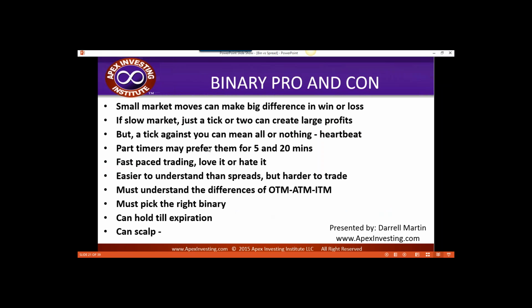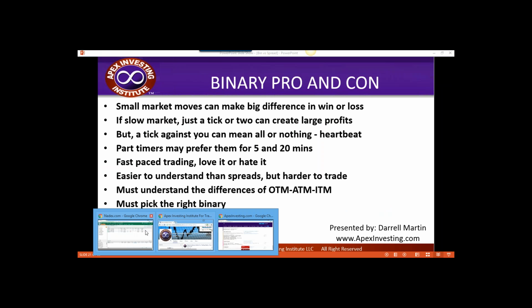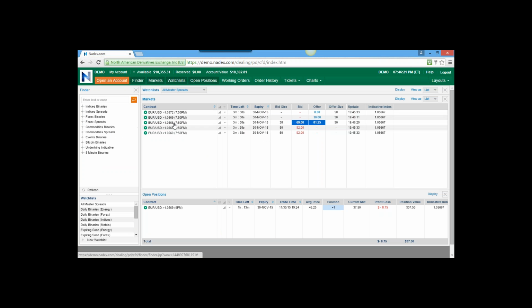Yeah, exactly. You buy a binary when you think the market's going to be above a certain strike price. You sell a binary if you think it's going to be below that price. So buy is up, sell is down. Yep, exactly.